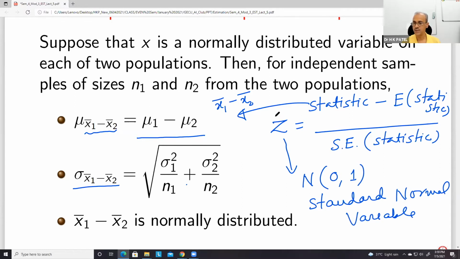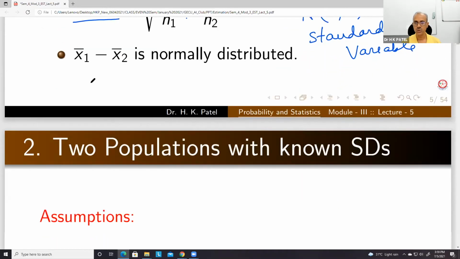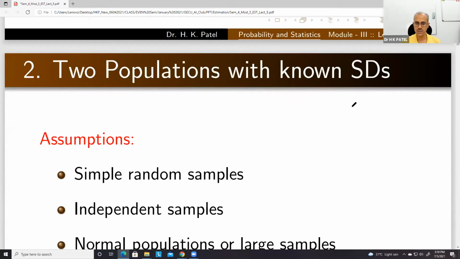Z is equal to statistic minus E of statistic upon standard error of statistic. Whatever statistic you take, in some cases we can take x bar only, in some cases we can take the difference, like this. So this we can use for two populations with known standard deviations.